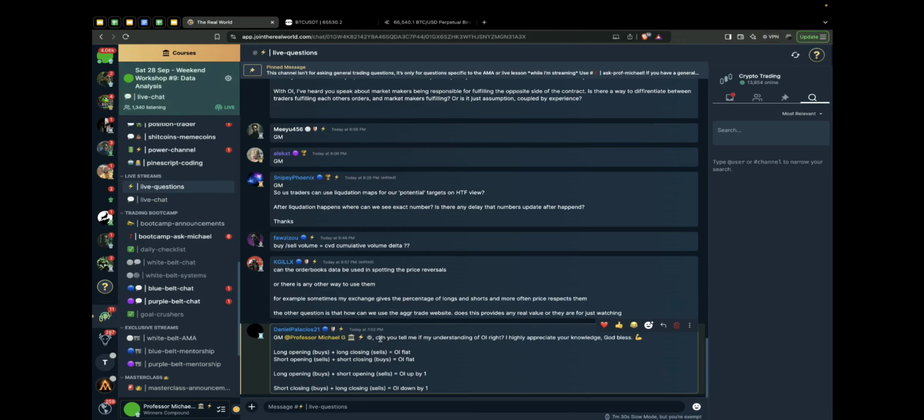Daniel, GM, is my understanding of open interest right? Long opening buys, long closing sells equals OI flat. If a long opens and a long closes, so basically if there's a new buy order and a closing sell order, OI flat, yes. You need both for it to rise. Short opening, short closing, flat, yes. Long opening, short opening, up by 1, yes. Short closing, long closing, OI down by 1, yes. Correct. Perfect.